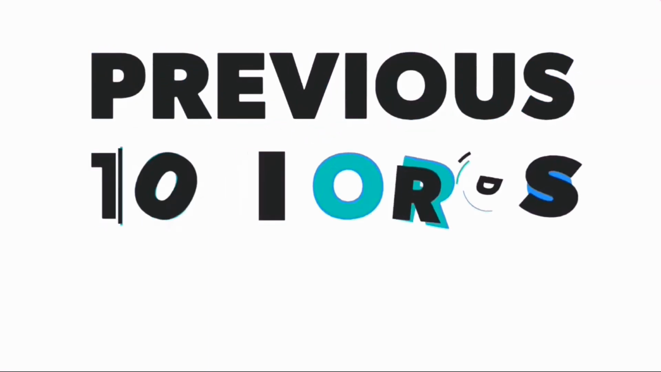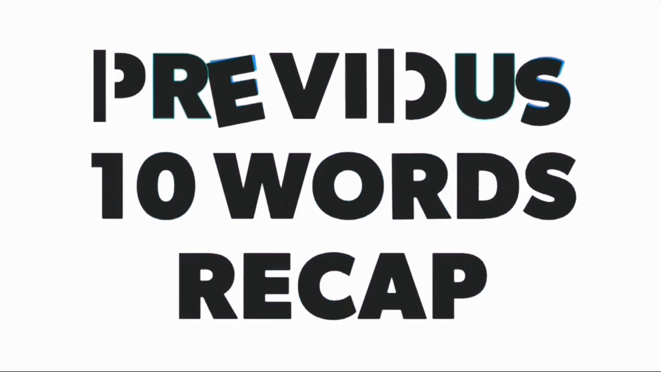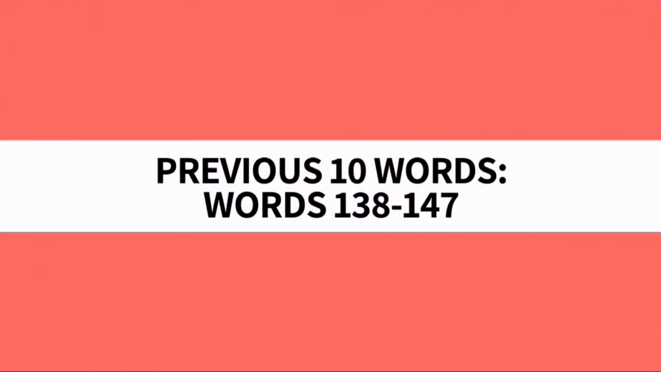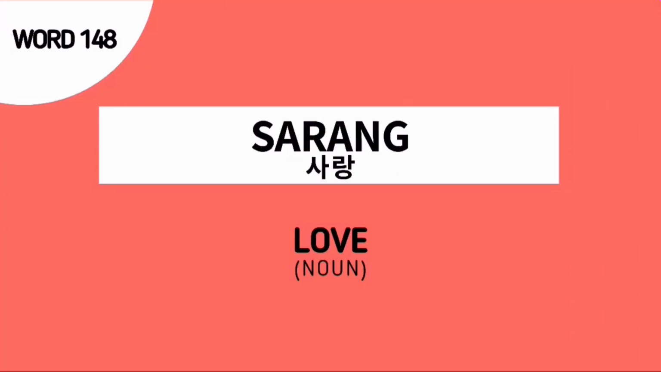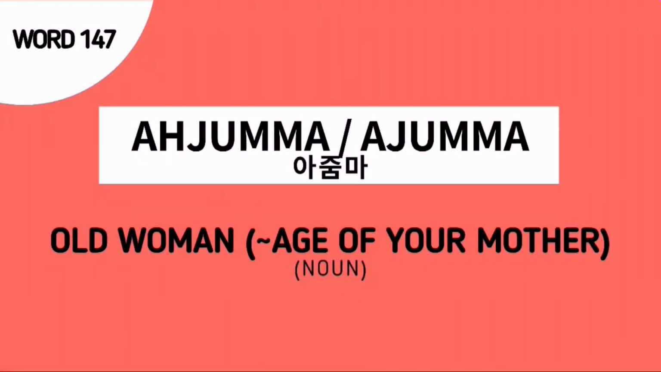Now, let's proceed to the previous 10 words recap. As of now, the previous 10 words are words number 138 to 147. But don't forget our word for today, word number 148, sarang. And this is the Korean noun for love. Word number 147 is ajuma. And this is the Korean noun for an old woman, which is approximately of the same age as our mother.